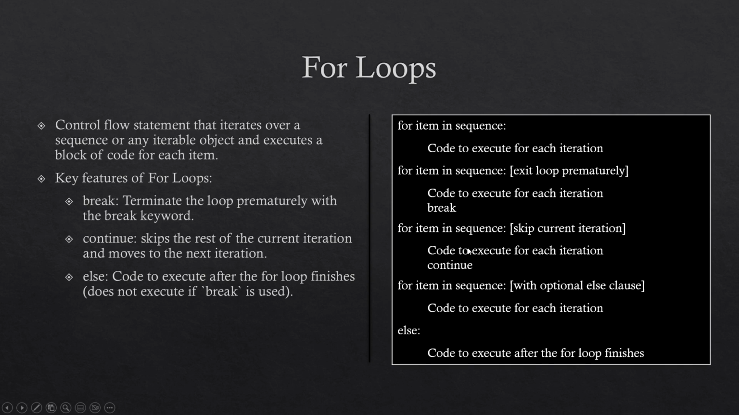Then we have for item in sequence with the code to execute for each iteration and the continue keyword if we want to skip the current iteration. Then we have for item in sequence with the code to execute for each iteration indented underneath it, and then an optional else clause where it is code to be executed after the loop finishes. In the next videos, we will look at examples of the while and for loops.